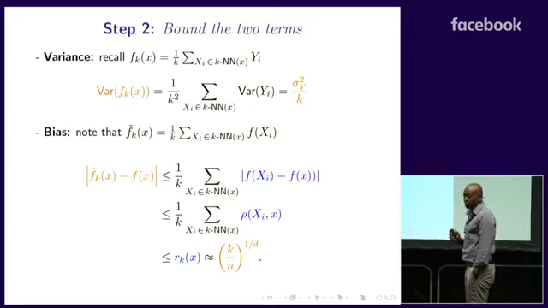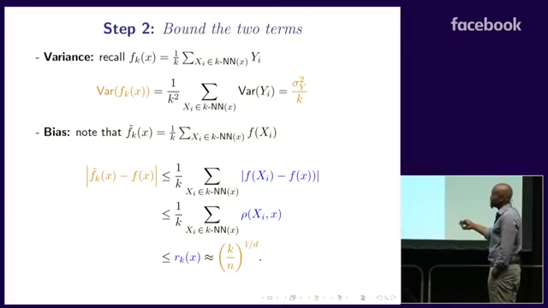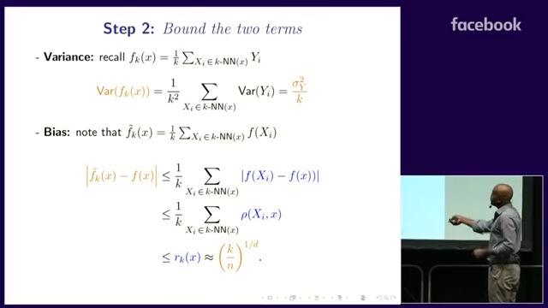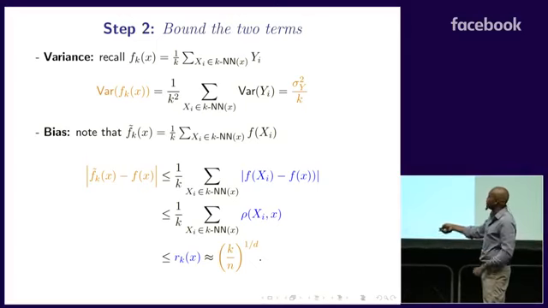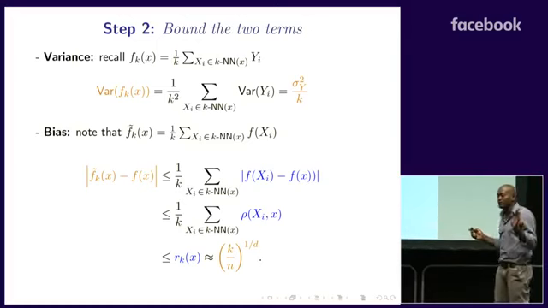Okay? Now that I have this bound, the next step is essentially just using the fact that f is Lipschitz. Now I just have f of xi minus f of x. I use the fact that f is Lipschitz. If f is Lipschitz, this is bounded by rho of xi, x. The xi's that I'm looking at are just the nearest neighbors of x. And we know that rho of xi, x are all bounded by rk of x. And rk of x, we bounded earlier by (k over n) to the 1 over d. So that's the analysis, essentially.